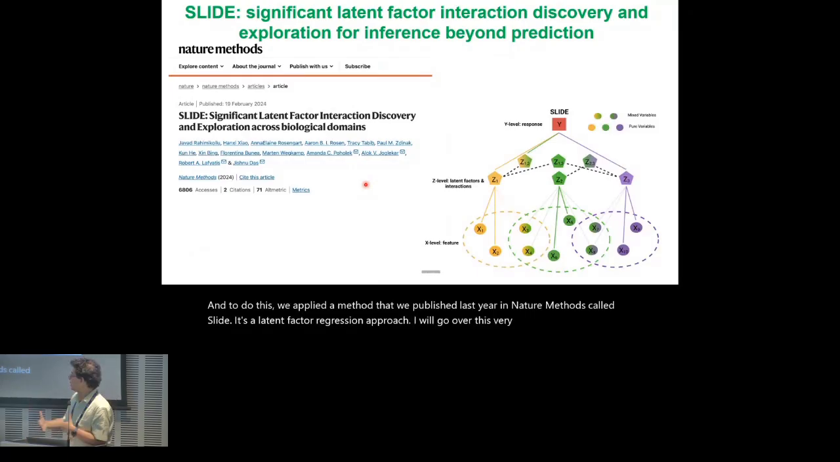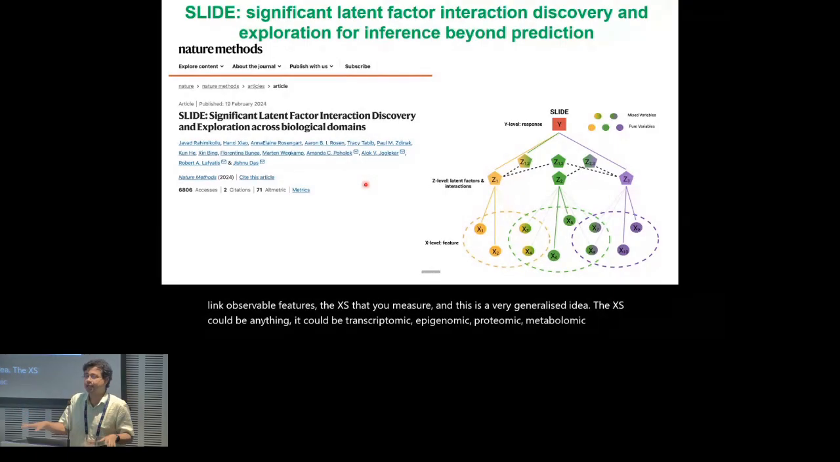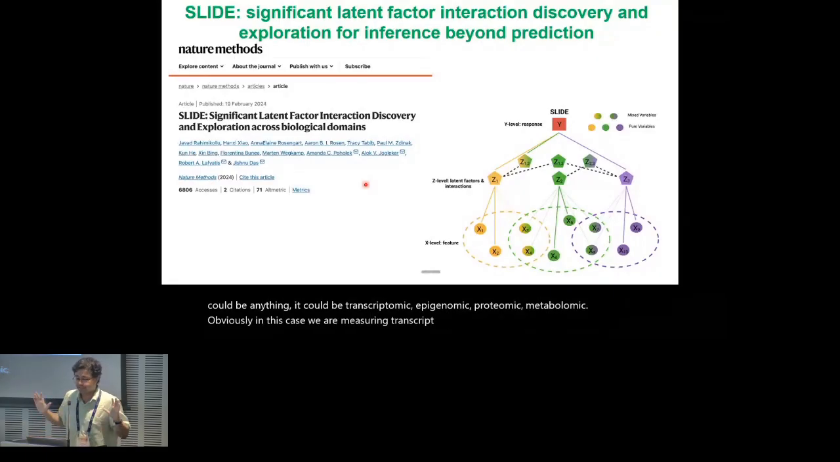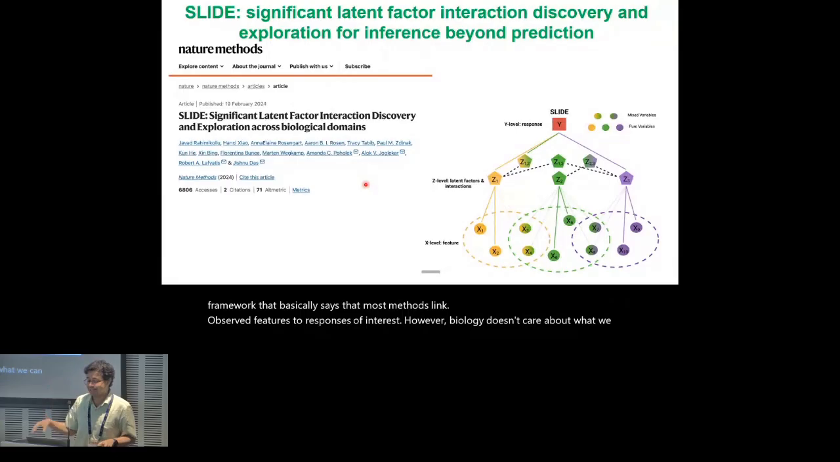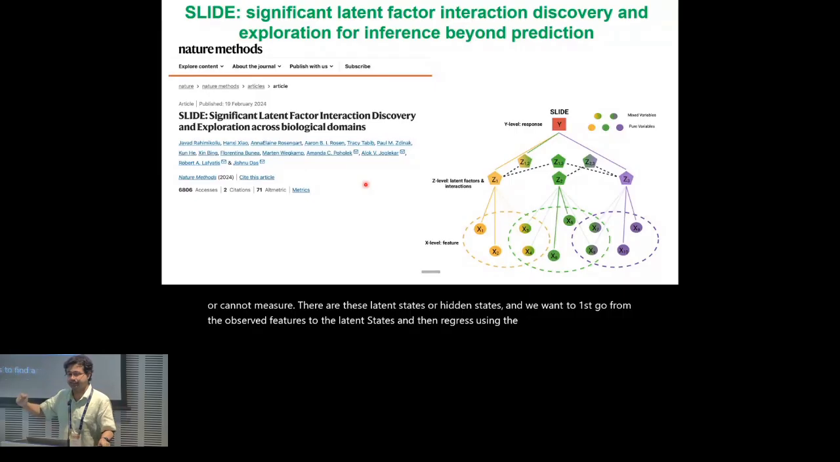So most methods link observable features, the X's that you measure, and this is a very generalized idea. The X's could be anything: transcriptomic, epigenomic, proteomic, metabolomic. Obviously, in this case, we are measuring transcript abundances, but this is a general framework that says that most methods link X's, observed features, to responses of interest. However, biology doesn't care about what we can or cannot measure. There are latent states or hidden states, and we want to first go from the observed features to the latent states and then regress using the latent factors to find a set of necessary and sufficient latent factors.